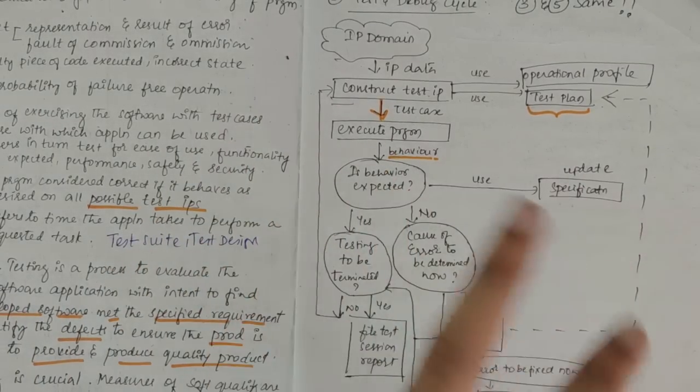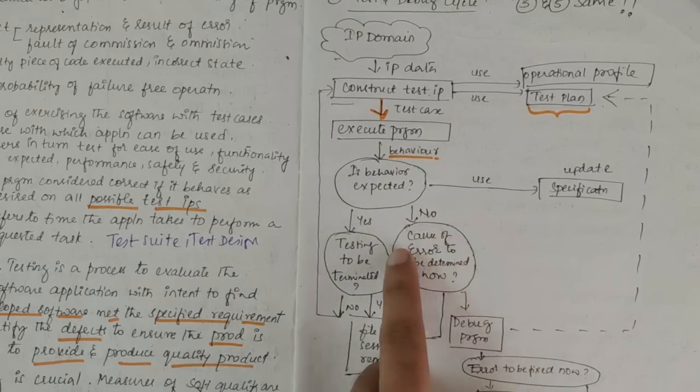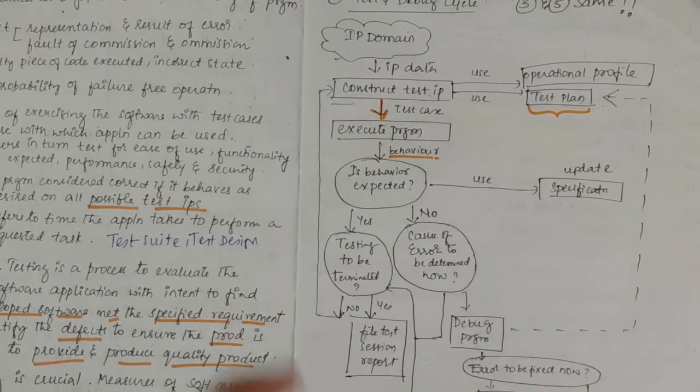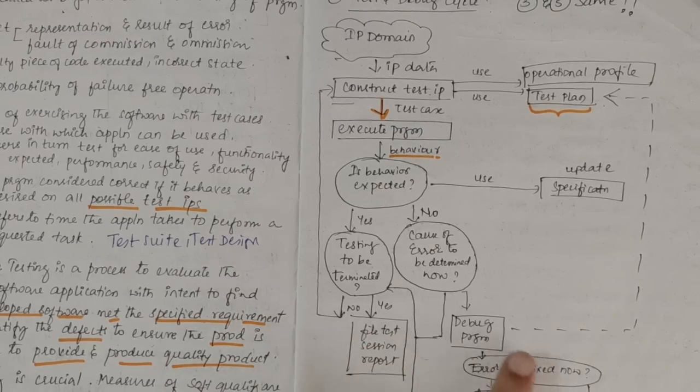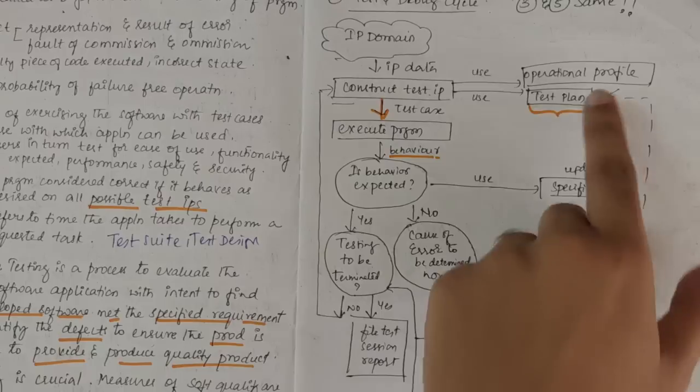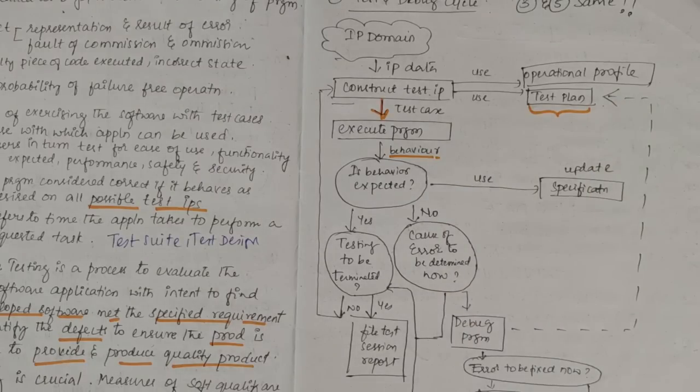In case if the behavior is not same, we'll look into this part, that is cause of error to be determined now. So we'll check what is the cause of error occurring. So meanwhile, we'll also debug the program and then find the error to be fixed. Now we'll check if the error could be fixed. So this debugging of program obeys the test plan. Okay, so we'll go according to the test plan here.